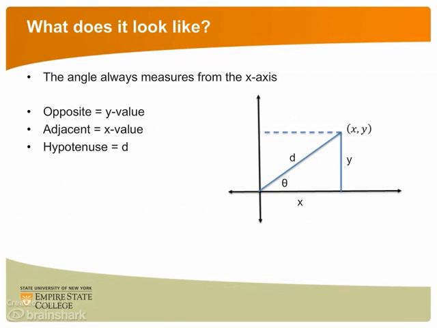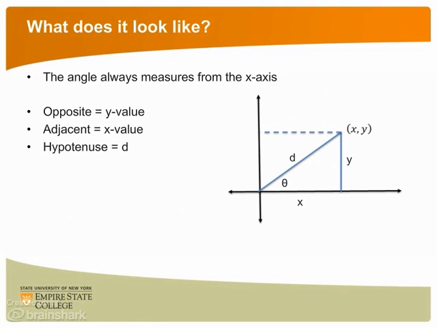Since we want to find the connection between the trigonometric ratios and the Cartesian plane, we need to see the general setup. We start with some point (x, y), which we connect to the origin. This segment is our hypotenuse. The length of the hypotenuse, which we will call d, is the distance between the point and the origin.